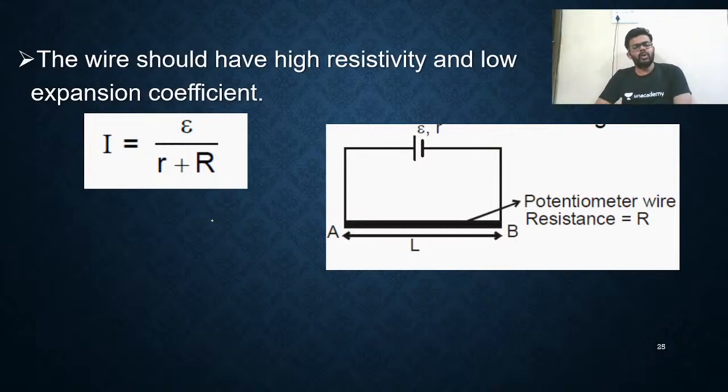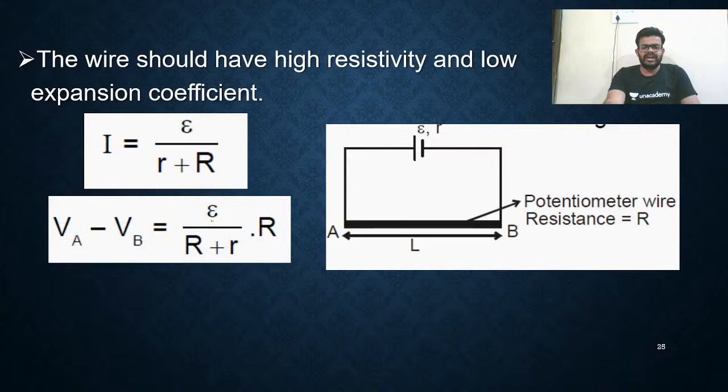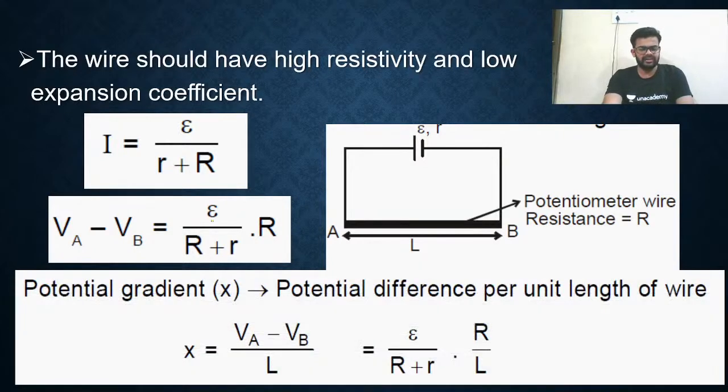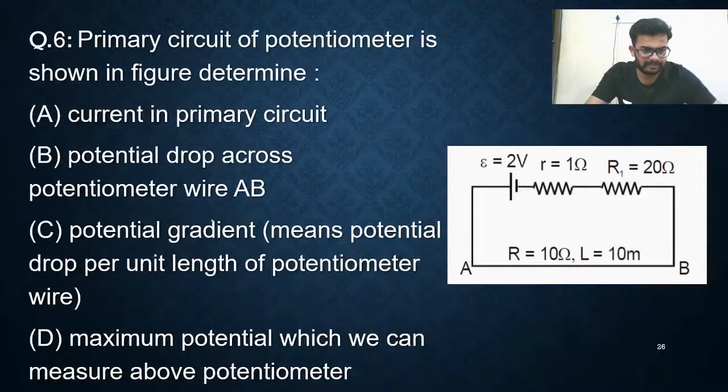You can understand. So the current flowing through the AB wire is E upon small r plus capital R, because the resistance of the potentiometer is capital R. And the potential difference across the AB wire is I into R, that is E into R divided by R plus r. Now the potential gradient is VA minus VB divided by length. This is the potential gradient of the potentiometer wire. Remember. This is a simple concept. If you have done this much, you have solved half of the question. Now let's move ahead.